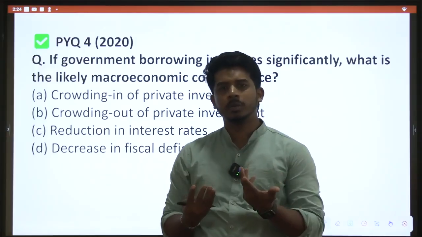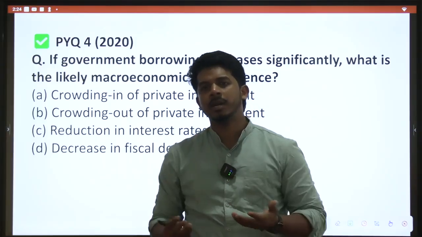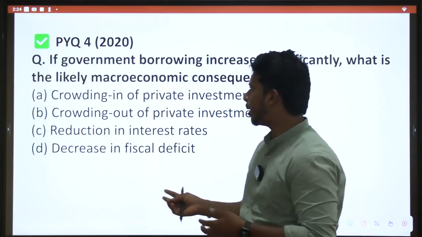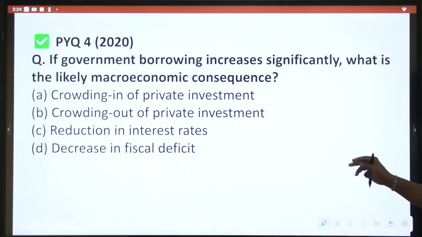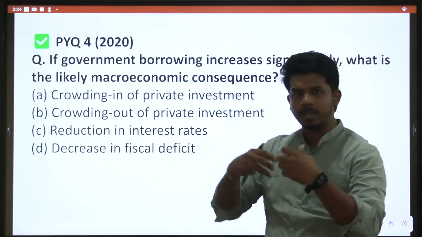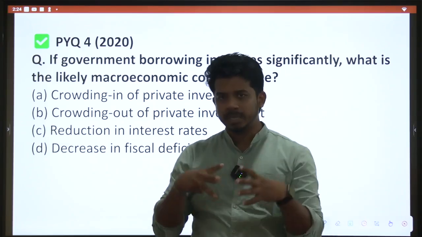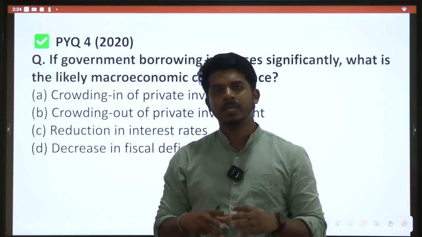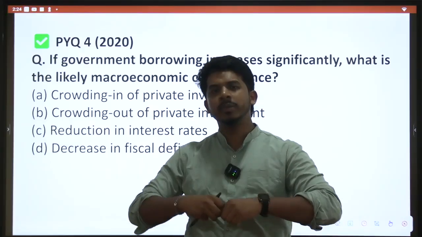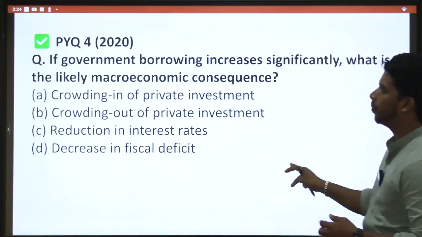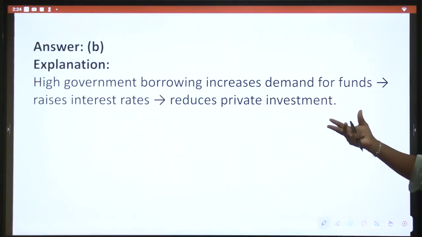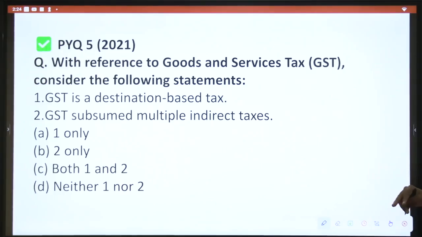When there is a lesser amount, private parties will not have money to invest. So it will result in crowding out of private investment. Crowding in means many people are gathering together, many people investing. When they are moving away from investment, it is crowding out. So excess borrowing is bad. We already know that.